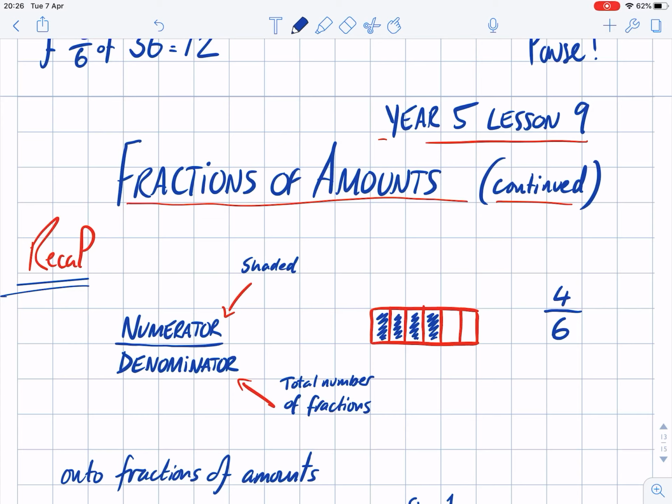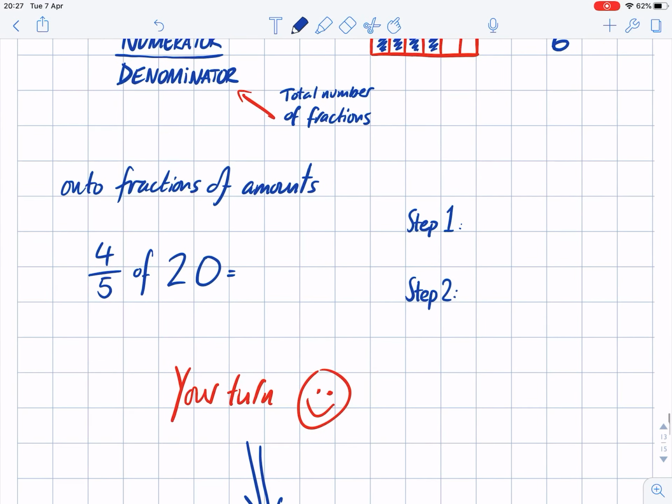So hopefully that would mean you would be able to work out how many are unshaded. It would be 2/6. So in that example, the 2 numerators added up to give us the denominator. Now we're working out fractions of amounts.